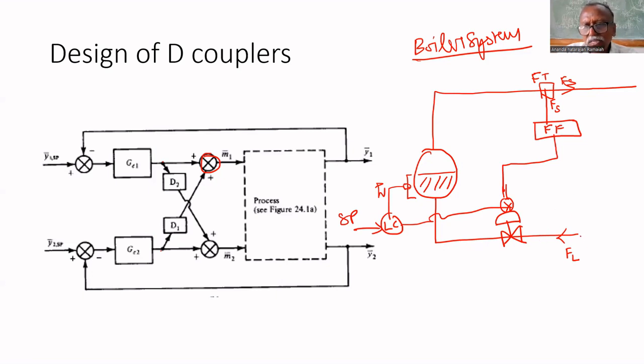And suppose the upstream pressure here changes. Because of that, the flow rate may change, or the downstream pressure changes. That's why the flow rate may change. In that case also, we have to measure this inlet flow rate. There you can implement one more feed forward controller. That also can be added to this. So, two feed forward controllers, one for steam flow rate, another one for inlet water flow rate.